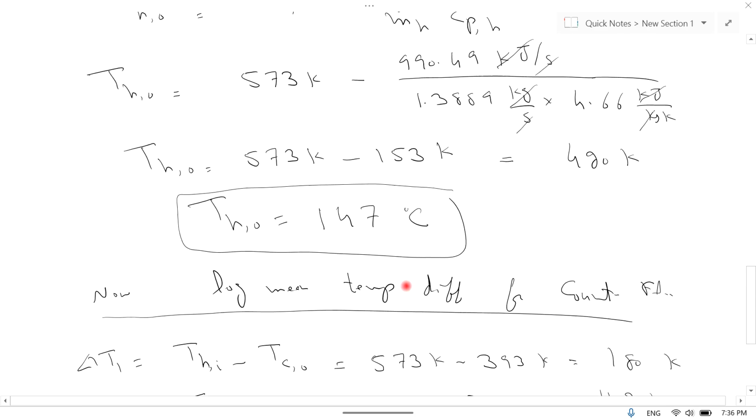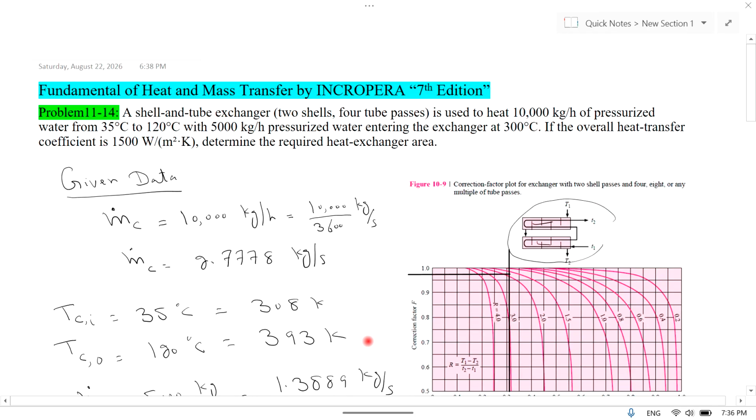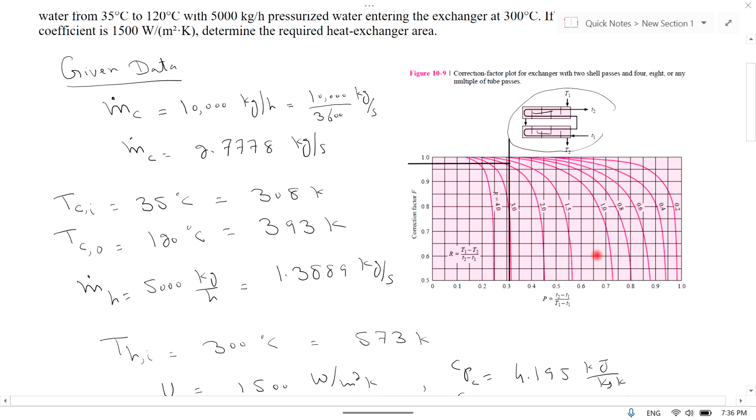Now we have to find the correction factor. For the correction factor we will use this figure. This is correction factor F. We will find it with the help of P and R. There are two factors involved, one is P, one is R. So first we will find P and R, and then with the help of P and R we will find the correction factor.